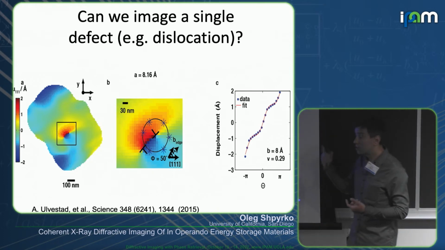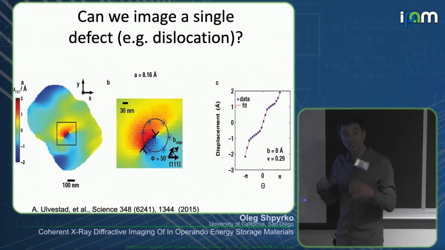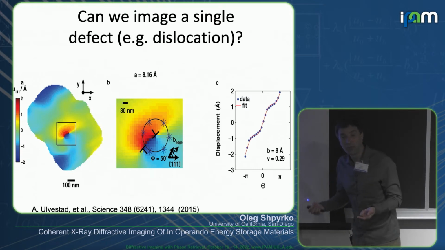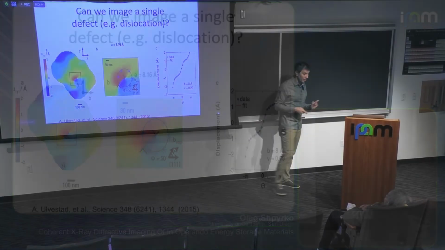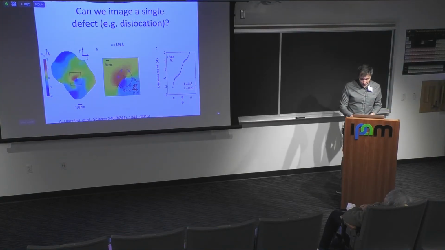And the cool thing is that these dislocations usually don't exist in a pristine material, but you can induce them if you essentially abuse the material by charging it fast or exposing it to multiple cycles. You can create more of them.